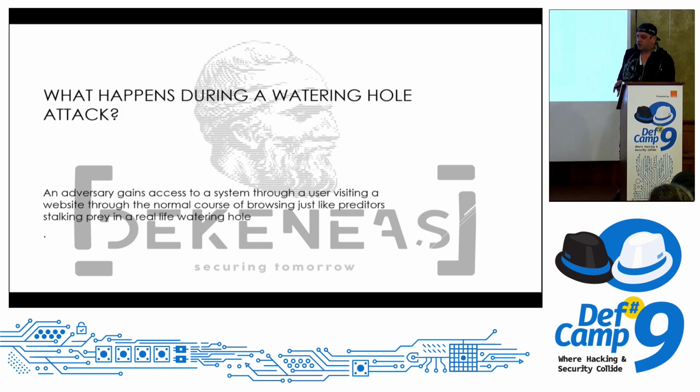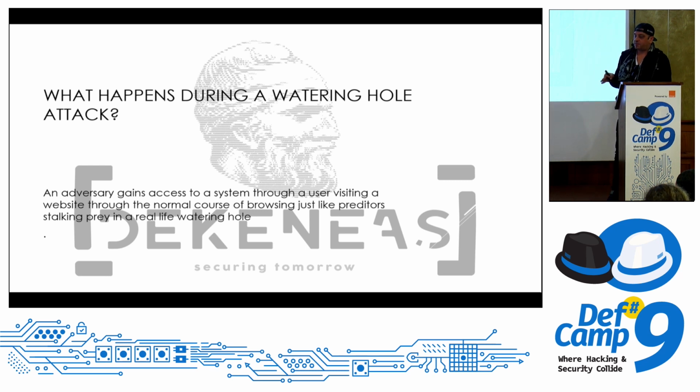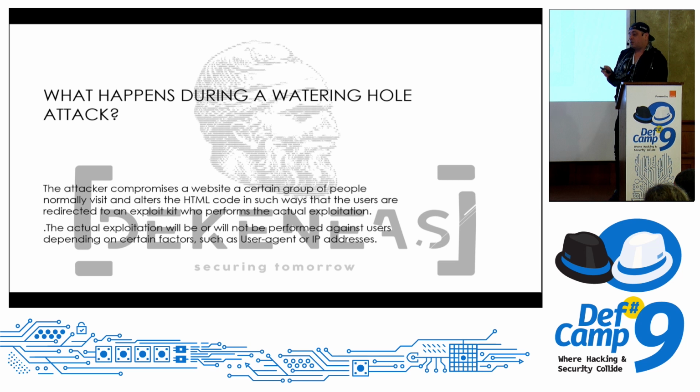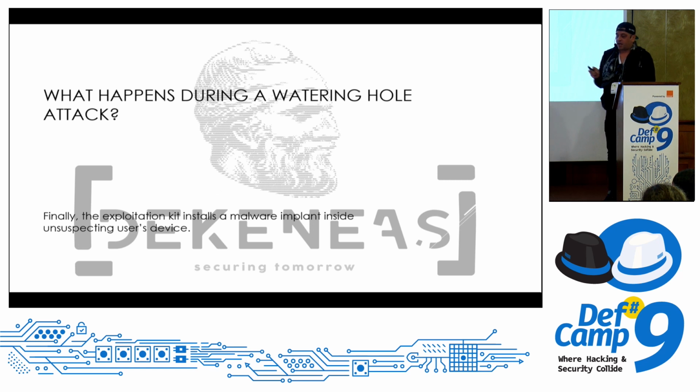So, what happens during a watering hole attack? Basically, an adversary gains access to a system. Instead of attacking the servers directly, he attacks a user visiting a website through the normal course of browsing, just like predators stalking prey at a real-life watering hole. Basically, the attacker compromises a website that a certain group of people normally visits and alters the HTML code in such a way that the users are redirected to an exploit kit, which performs the actual exploitation. The exploitation will or will not be performed against users depending on certain factors such as the user agent or originating IP addresses. Then the exploit kit installs a malware implant inside the unsuspecting user's device.